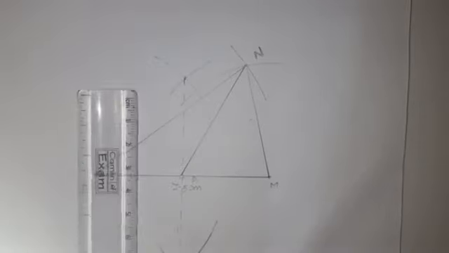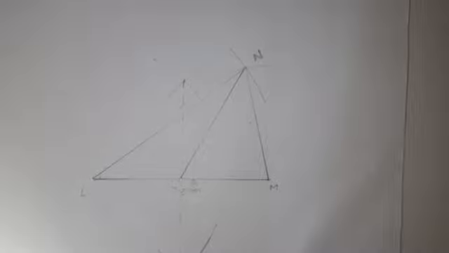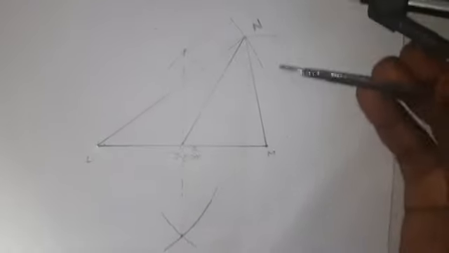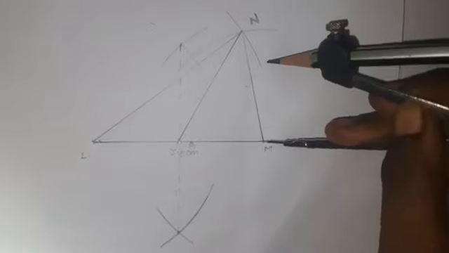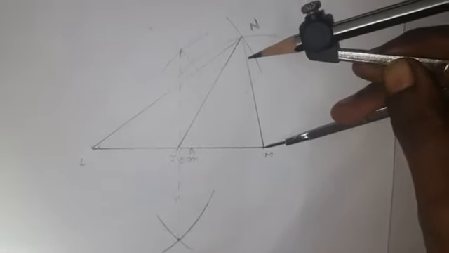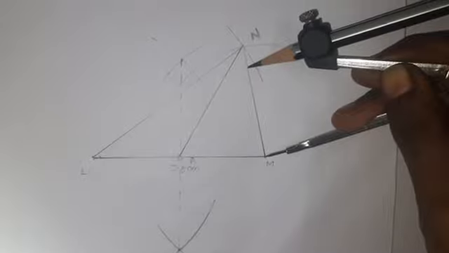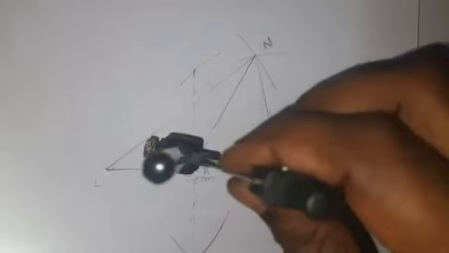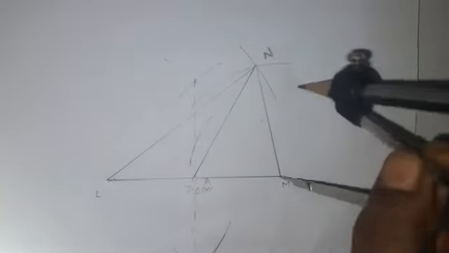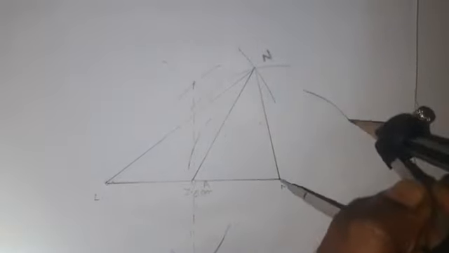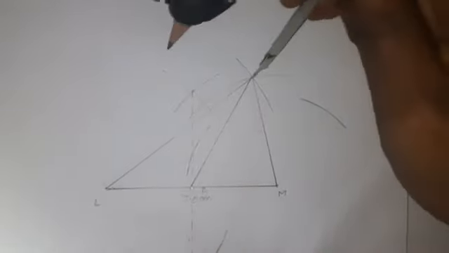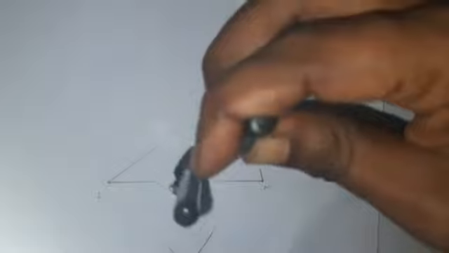Okay. Next, I am going to draw the perpendicular bisector of the MN side. Here you should take more than half of this line. I have taken more than half. Draw the arc like this, above the line and below the line. With the same radius you have taken, keep the compass needle at N and draw the arc like this.